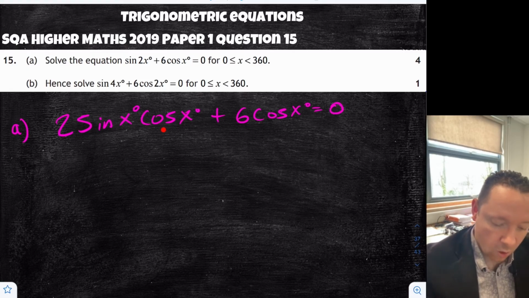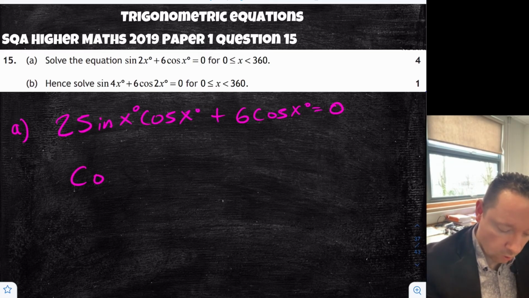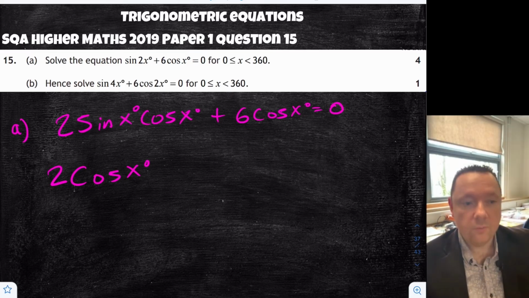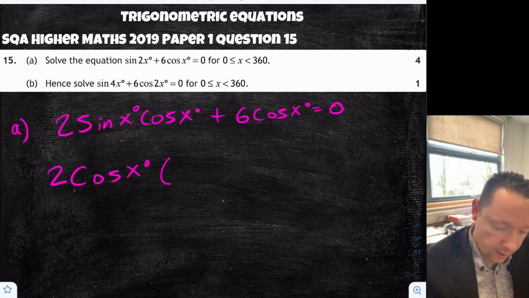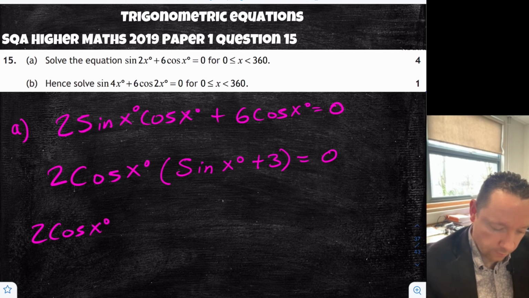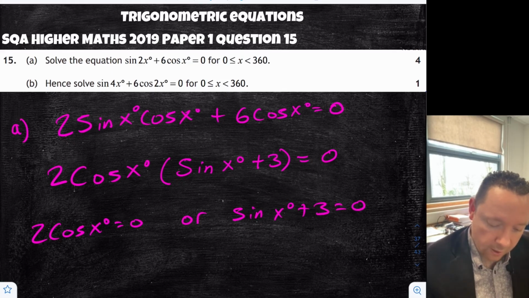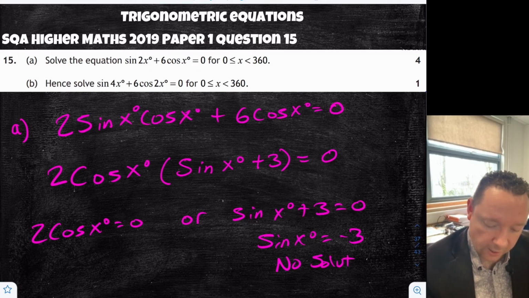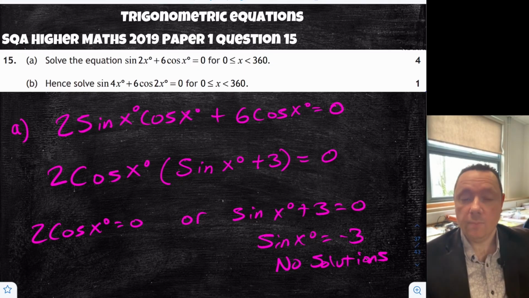So although we've got a sine and a cos, there is a common factor, so I can factorise. So the common factor is cos x, but it's also got a number attached. 2 is also a common factor, so 2 cos x goes outside. That gives me sine x in the bracket here. And 2 cos x times 3 is 6 cos x, so plus 3 equals 0. And then we've just got 2 equations to solve. We can say 2 cos x equals 0, or we can say sine x plus 3 equals 0. This one gives me sine x is equal to minus 3, which has no solutions, because the maximum and minimum of sine x is 1 and minus 1.